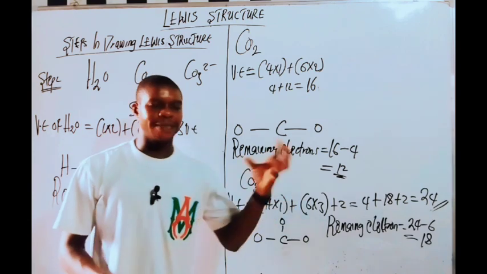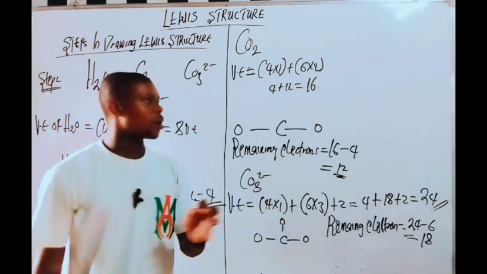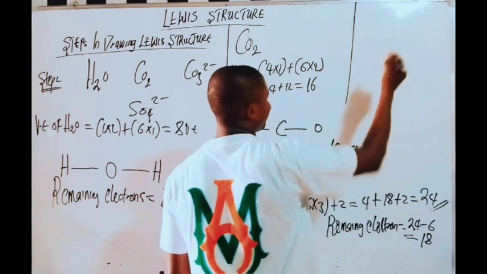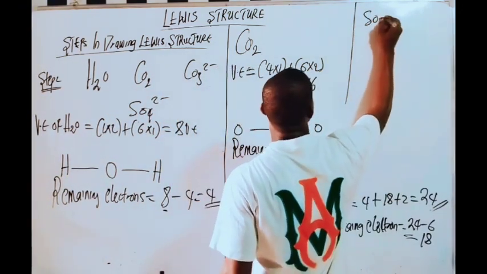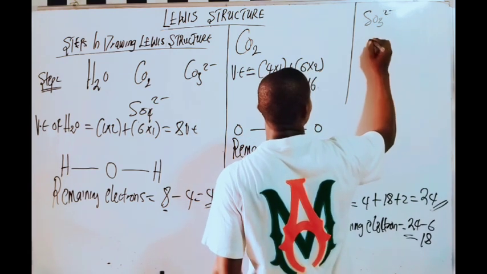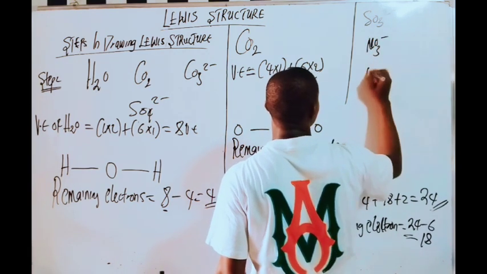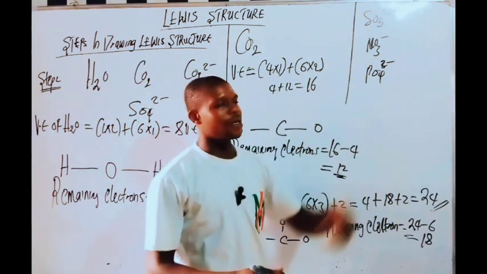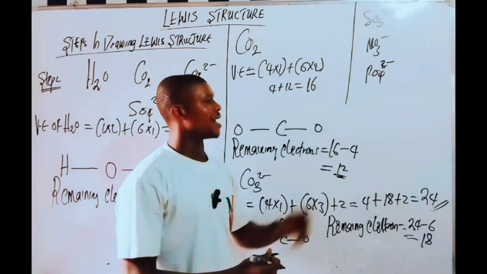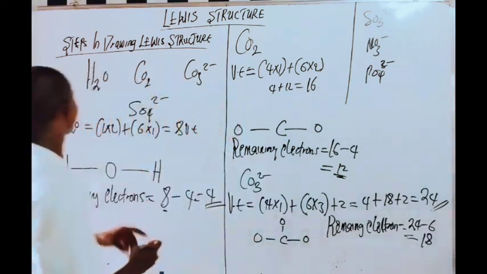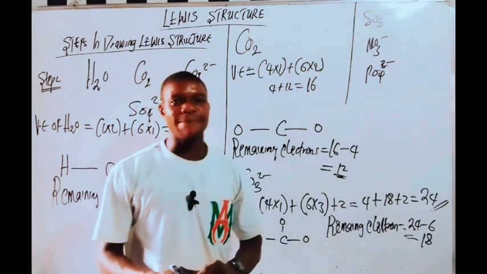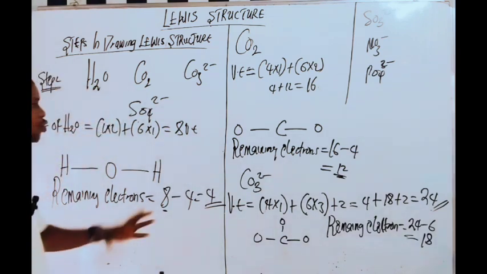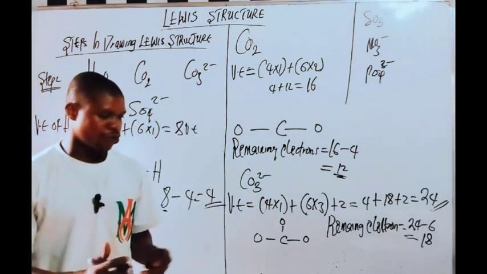So you can see this is the simple step for how you work it out here. But I want you to master step 2. So here is SO3 2 minus, NO3 minus, PO4 3 minus. Go ahead and draw the skeleton here. That was step 2. Afterwards, step 3 and step 4 go together. This way, we start applying them to draw the perfect Lewis structure.